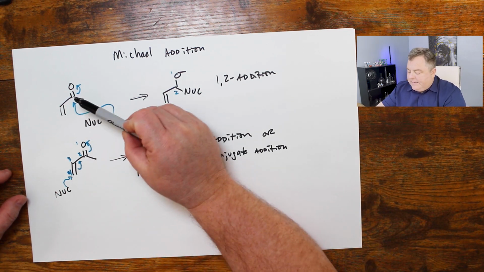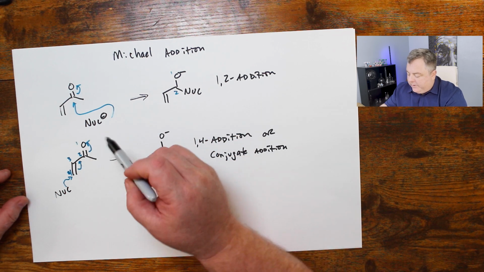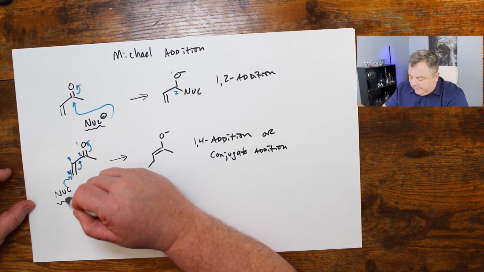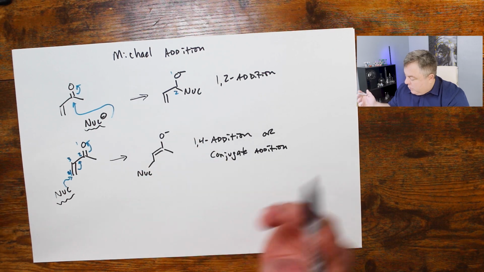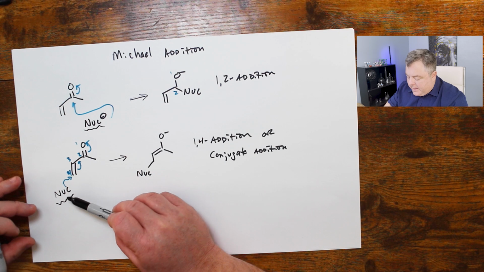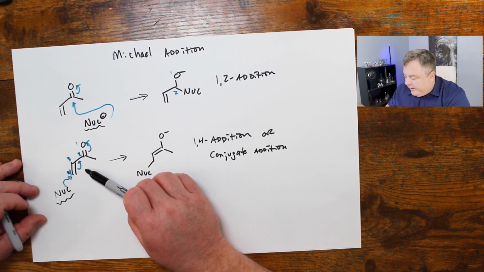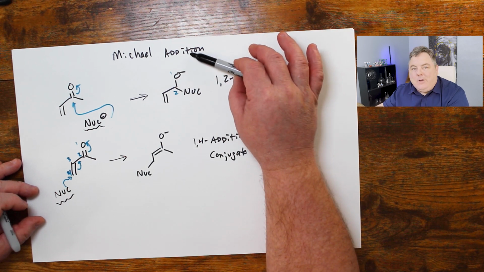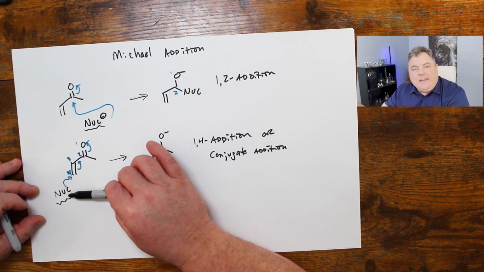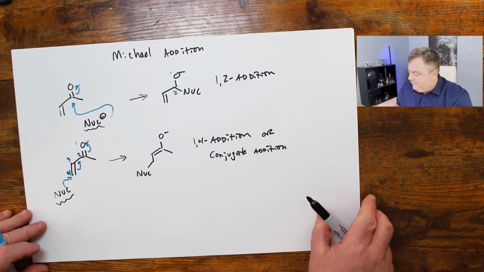Now, whether it attacks the carbonyl or the conjugated carbon, 1,2 or 1,4 addition, depends on what type of nucleophile is used. In this particular example, whenever the nucleophile is an enolate, we get the 1,4 addition, or what we call Michael addition. So let's look at an enolate attacking the conjugated part of this ketone.